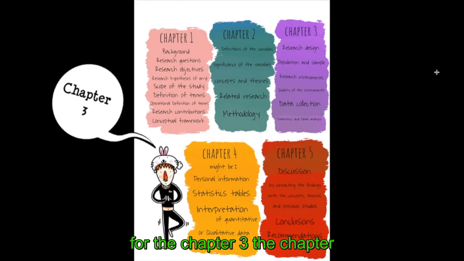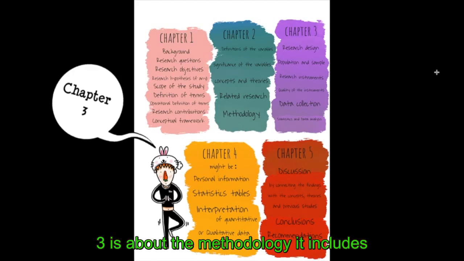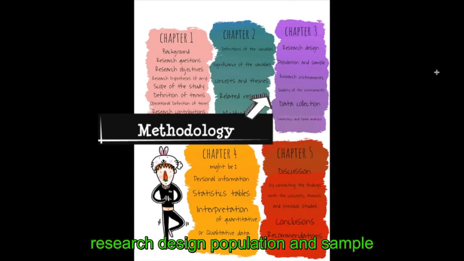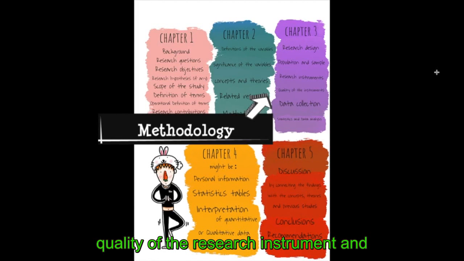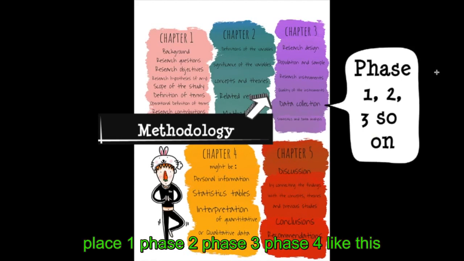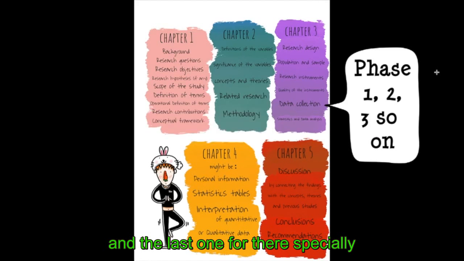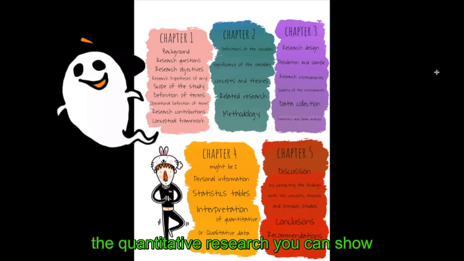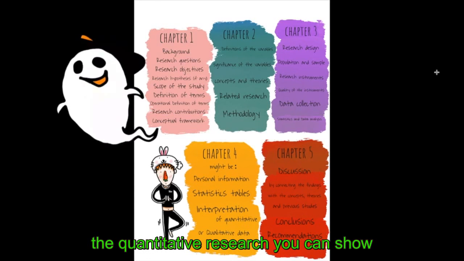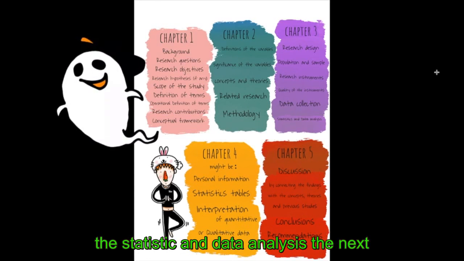Chapter 3 is about the methodology. It includes research design, population and sample, research instruments. Some have a variety of research instruments, and also the data collection. In the data collection, you can write down phase 1, phase 2, phase 3, phase 4, like this. And the last one, especially for quantitative research, you can show the statistics and data analysis.